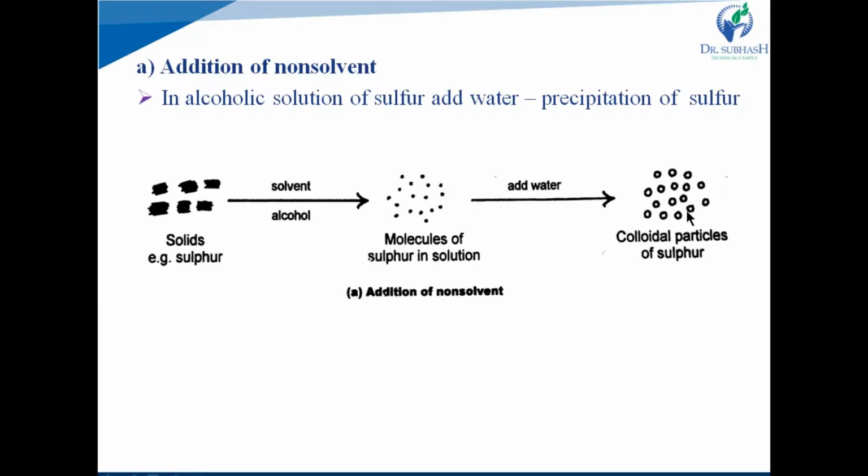form the colloidal particles of sulfur. So by addition of the non-solvent, here as a non-solvent we have used water. But due to the mutual solubility between the alcohol and water, the sulfur has been precipitated out. And by this technique we can have the colloidal dispersion of sulfur.